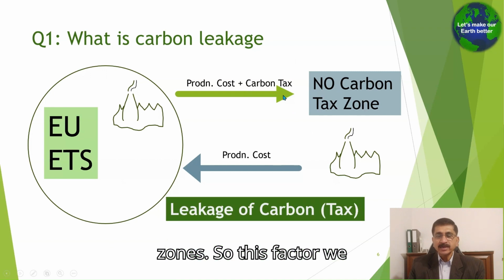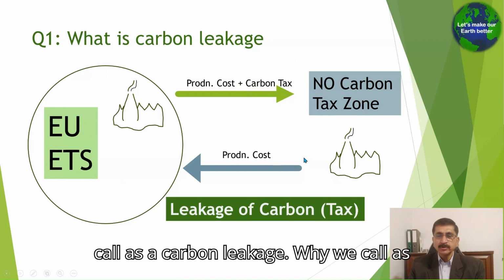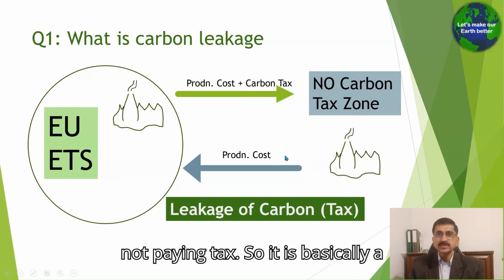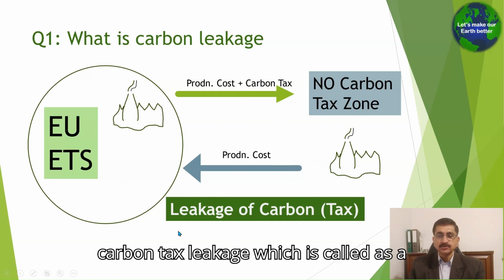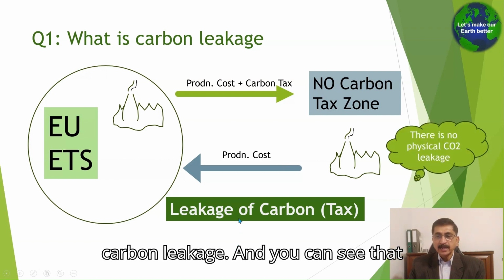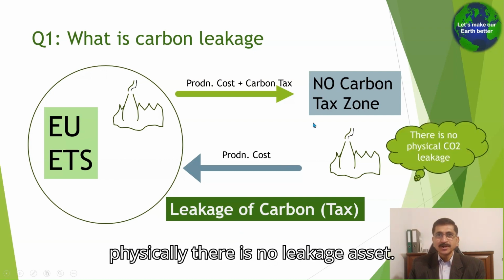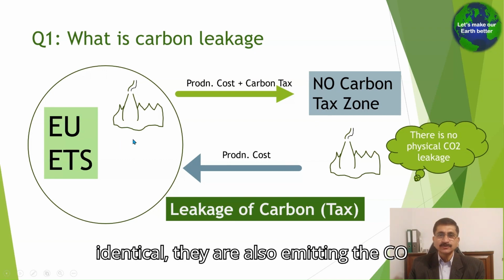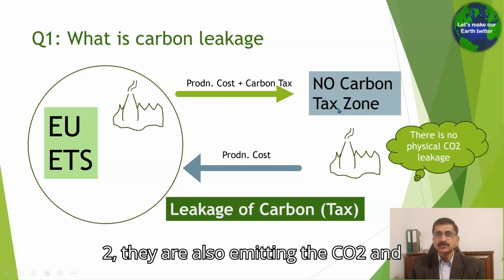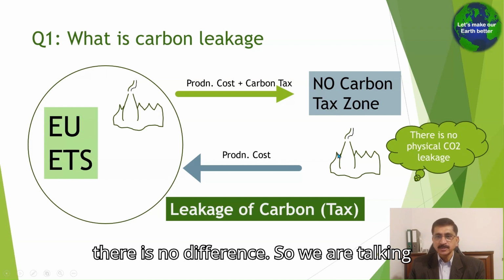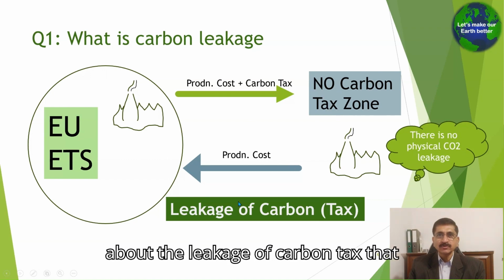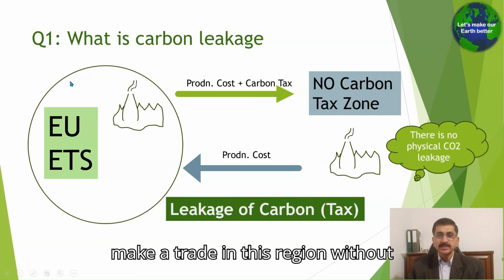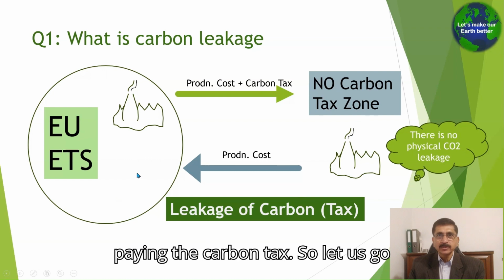So this factor we call a carbon leakage. Why do we call it a carbon leakage? Because these guys are not paying tax. So it is basically a carbon tax leakage, which is called a carbon leakage. And you can see that physically there is no leakage as such. These industries, if you see, are identical. They are also emitting CO2 and there is no difference. So we are talking about the leakage of carbon tax. That means these producers are able to make a trade in this region without paying the carbon tax.